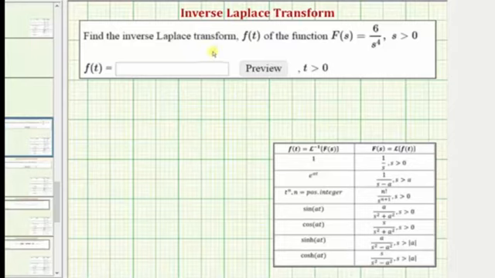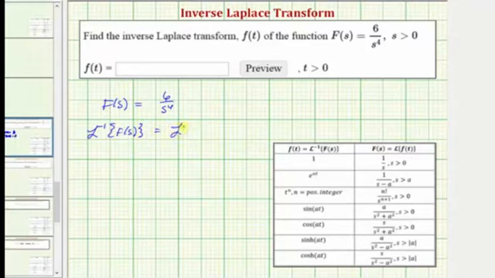Here we want to find the inverse Laplace transform of big F of s, which will give us the function f of t. So beginning with the given function big F of s equals 6 divided by s to the fourth, we'll now take the inverse Laplace transform of both sides of the equation to find f of t. So the inverse Laplace transform of big F of s equals the inverse Laplace transform of 6 divided by s to the fourth.